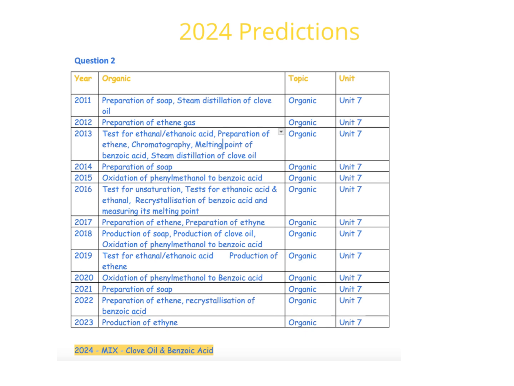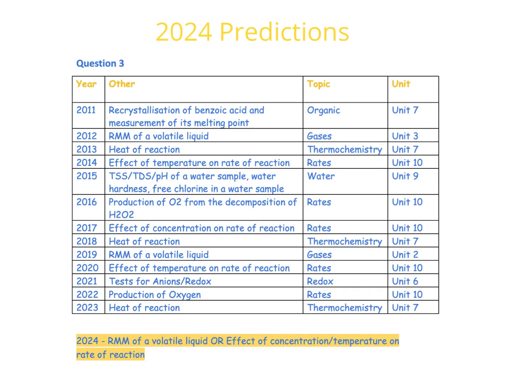And then clove oil kind of gets dotted around every now and then, so I think it's about time that came up again. So our last predictions would be for question 3, and with question 3 we know that that is the other question, and we've seen that lots of different things can come up: gases, thermochemistry, rates of reaction, water, redox, and organic has appeared there every now and then.